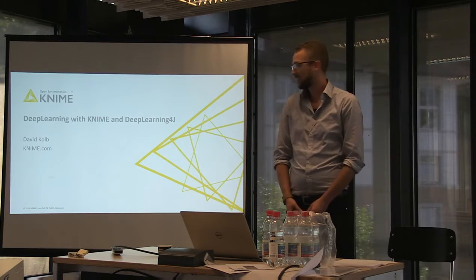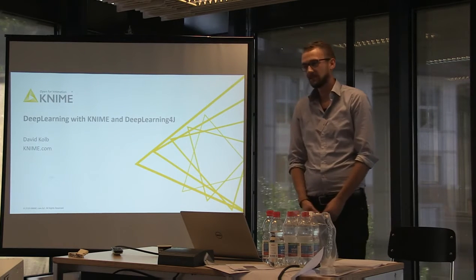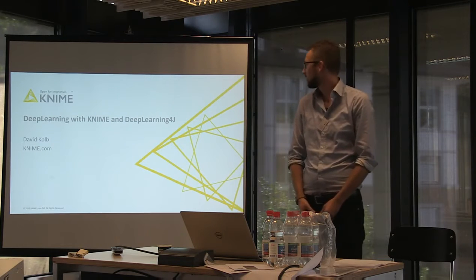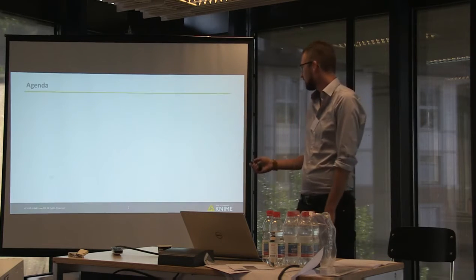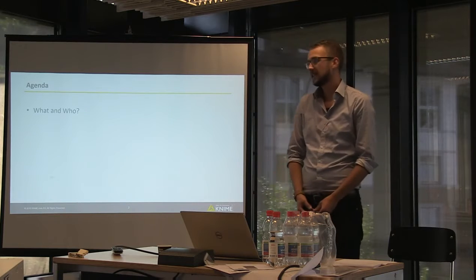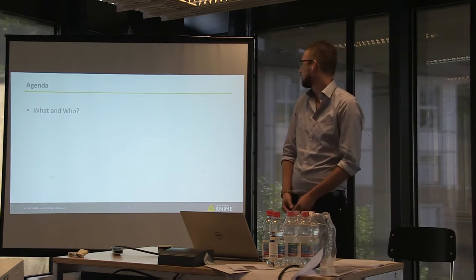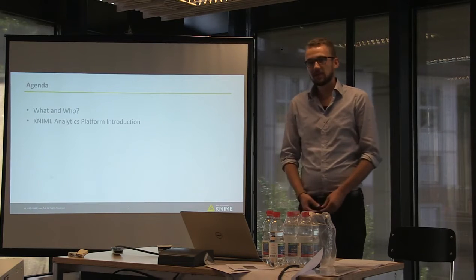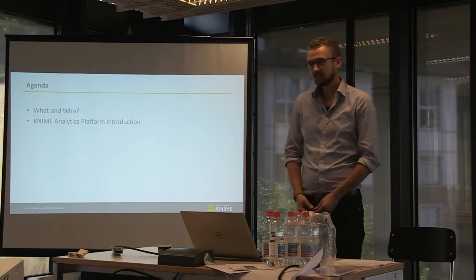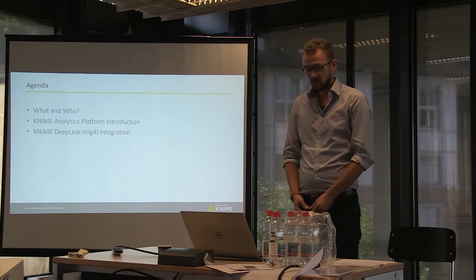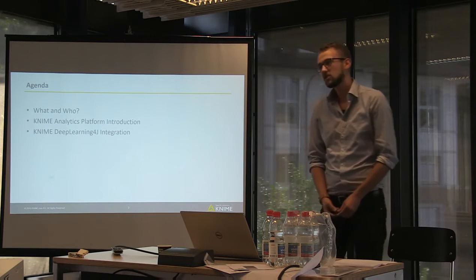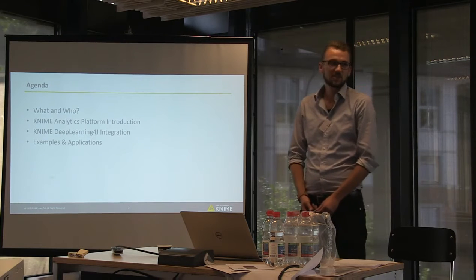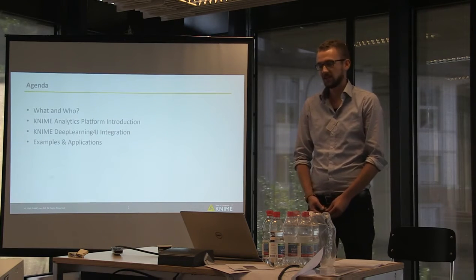So the topic of my talk is deep learning with KNIME and Deeplearning4J, which you heard about in the last talk. So I'm going to tell you how we integrated this in our software. For the agenda, first I'd like to talk a bit about who we are and what we are doing for all of you who don't know KNIME. Then I want to give a quick introduction of our software, the KNIME Analytics Platform. Then I want to talk about how the Deeplearning4J integration works in our software, and then I'd like to show some examples and applications of how you can use deep learning in our software.